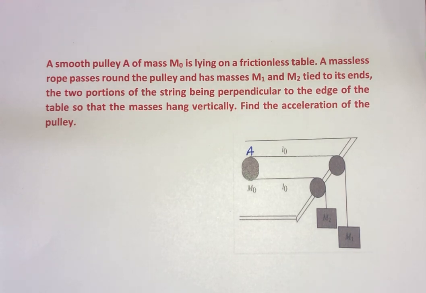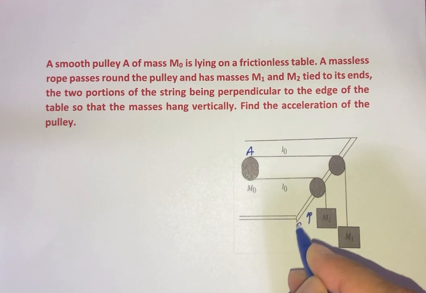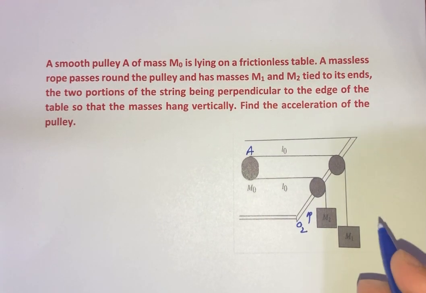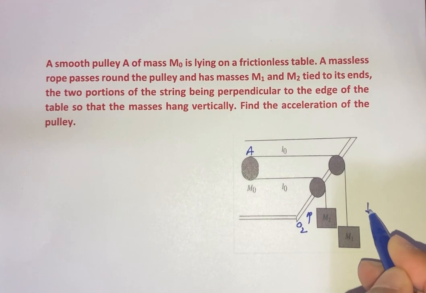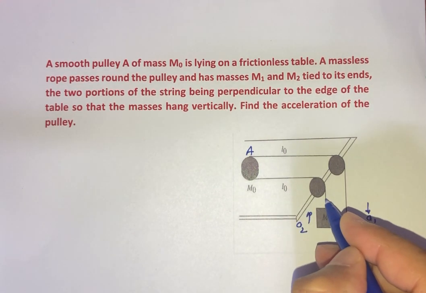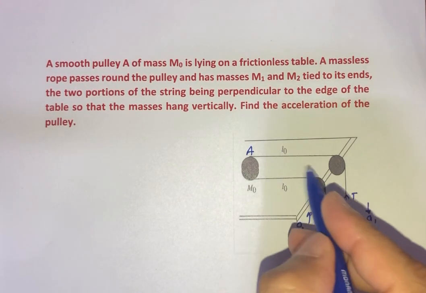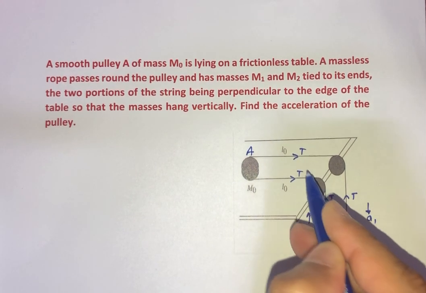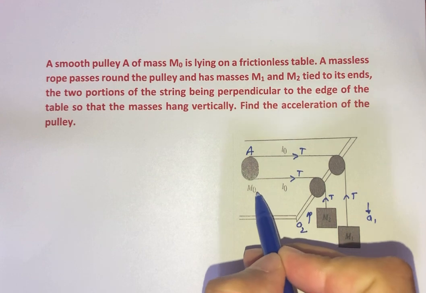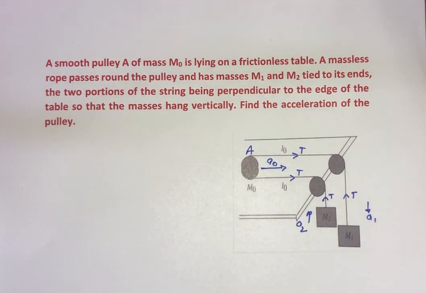So in this question, let us say that mass m2 moves in upward direction with acceleration a2 and mass m1 moves in downward direction with acceleration a1. This is a continuous string, so the tension is T here, T here also, and this one was also T and this will also be T. And we say that the m naught mass has an acceleration in this direction, which is given as a naught. So these are the variables that are associated with it.